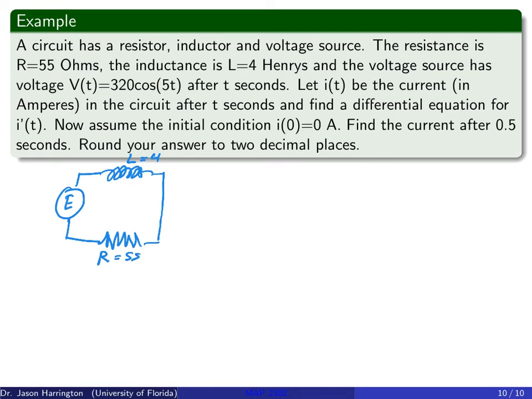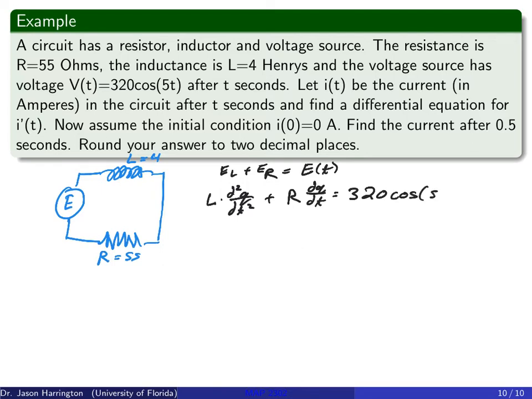Now if I were to create the model for this, you would have E sub L plus E sub R equal to your energy source, and that's with Kirchhoff's law. Now, E sub L we can just write down as L times d squared q over dt squared, the second derivative of q, plus R times dq/dt is equal to 320 cosine 5t.